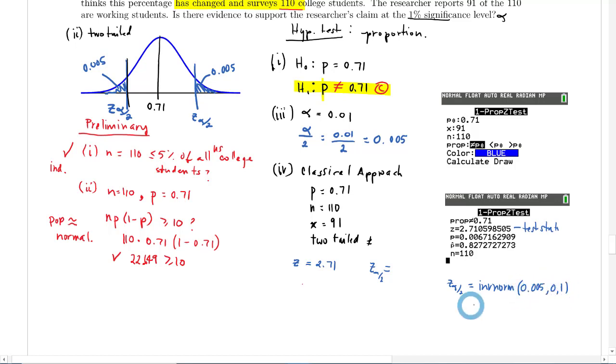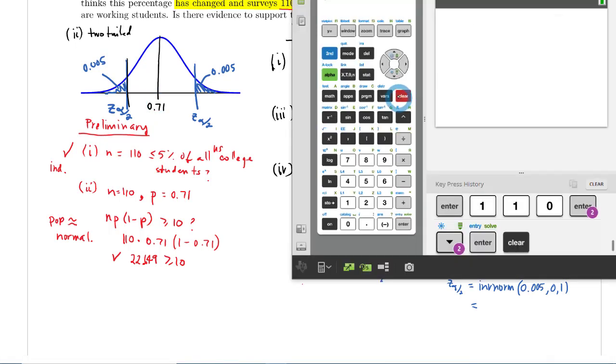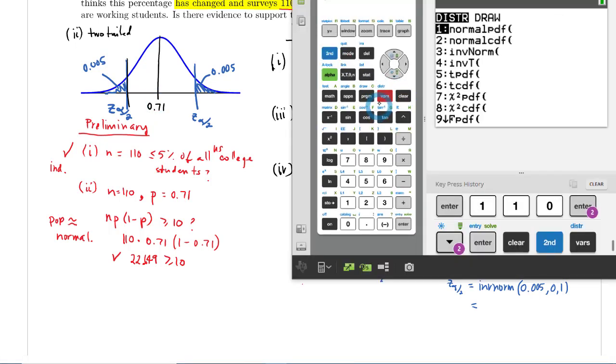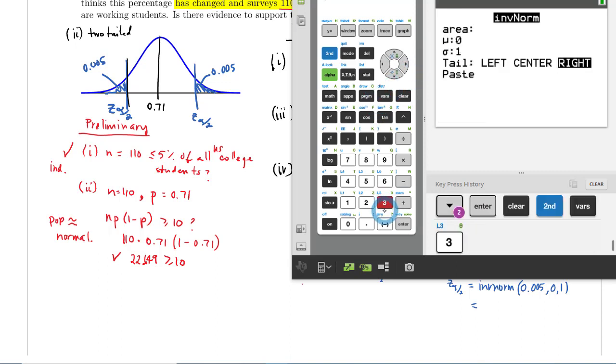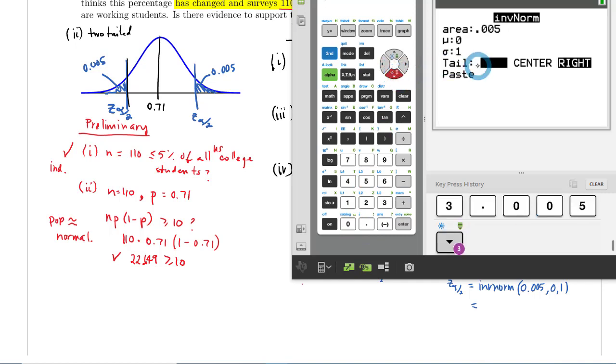Let's go ahead and press second bars. Let's go to inv norm. Let's put that area in, and then 0, 1, and then just paste, and then enter. So that z-score for a tail of 0.005 is 2.56.